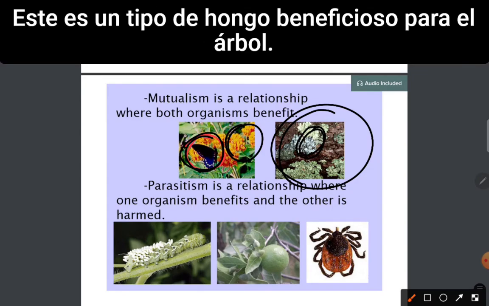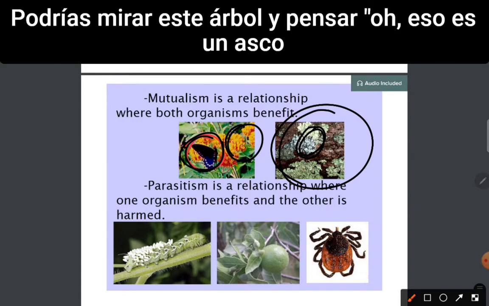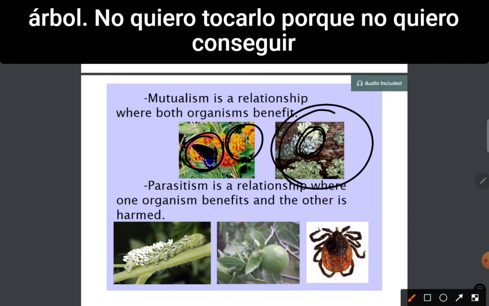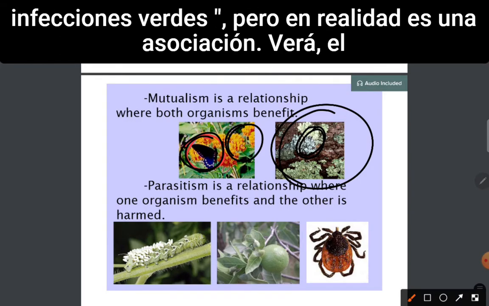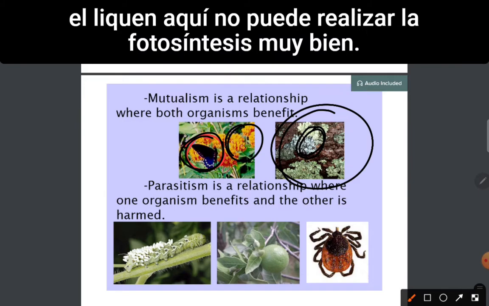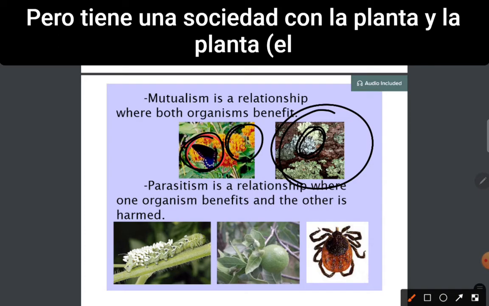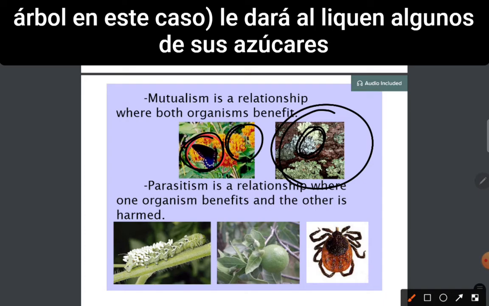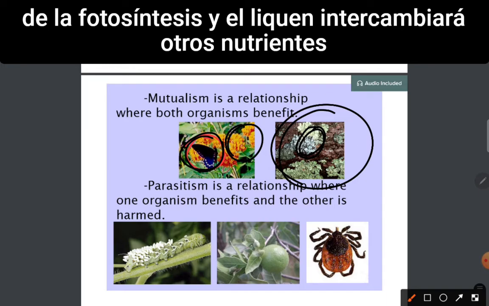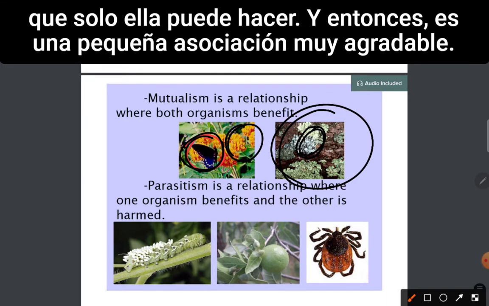It's called lichen. This is a type of fungus that is beneficial to the tree. You might look at this tree and think, oh, that's a sick, disgusting tree. I don't want to touch it because I don't want to get green infections. But this is actually a partnership. You see, the lichen here can't really photosynthesize very well. But it has a partnership with the plant. And the plant, the tree in this case, will give the lichen some of its sugars from photosynthesis, and the lichen will trade other nutrients that only it can make. And so it's a very nice little partnership.